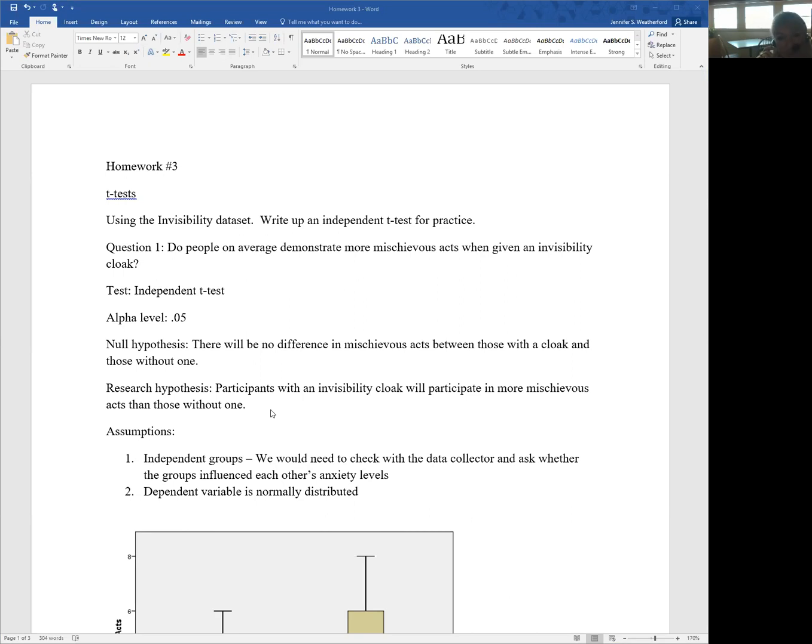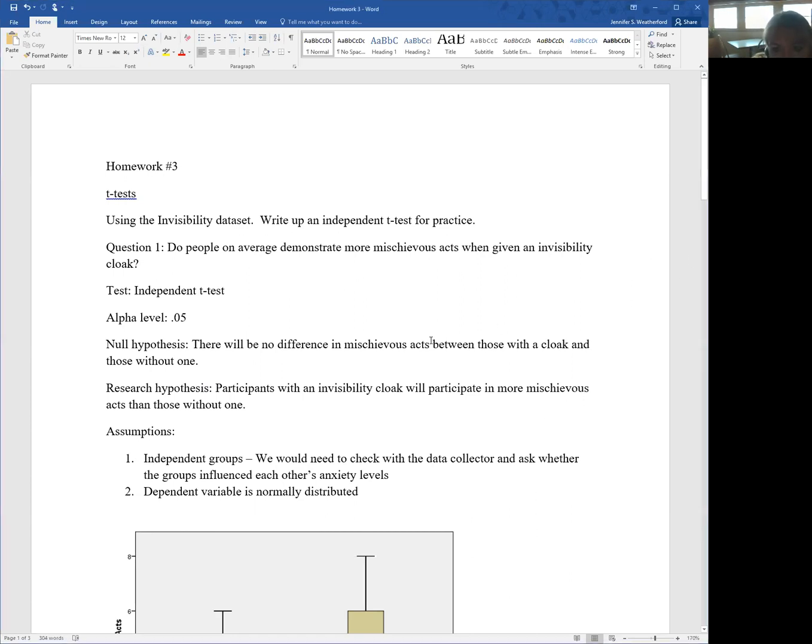They figure that if they tell you their research hypothesis, we believe that participants will have more mischievous acts if they've got an invisibility cloak, then you should be able to go back and say, okay, then the null hypothesis means there's no difference. There's nothing going on. The invisibility cloak does not make a difference. So you don't always type that in.